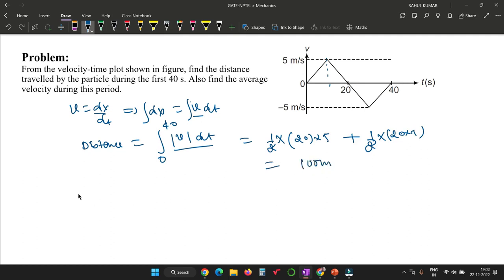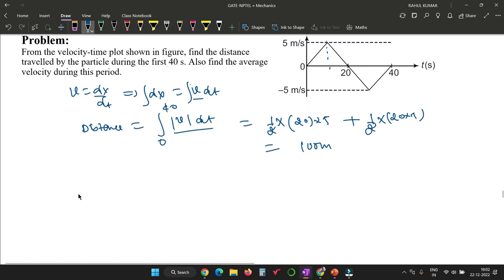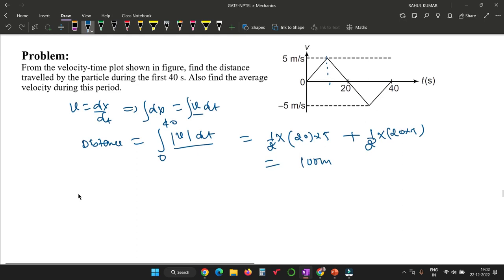Now the second part is asking to find the average velocity. This problem you can find like this. Obviously the particle is moving along a straight line, and here you can see that from 0 to 10 second the particle's velocity is increasing, and after 10 second the particle's velocity is decreasing.